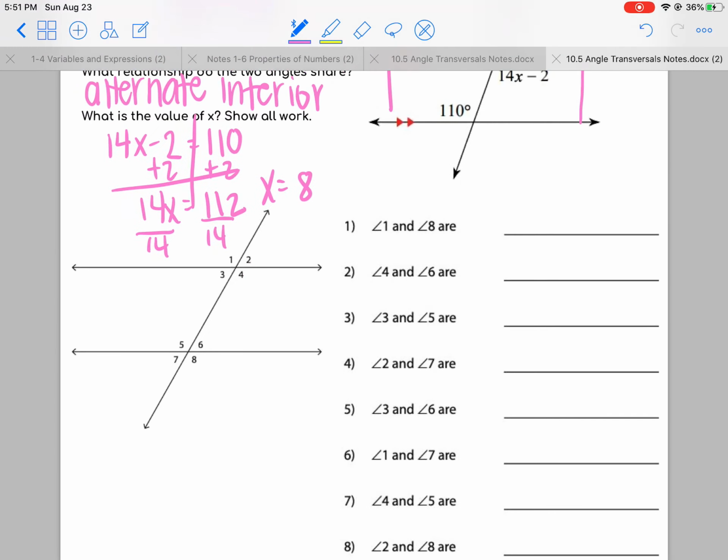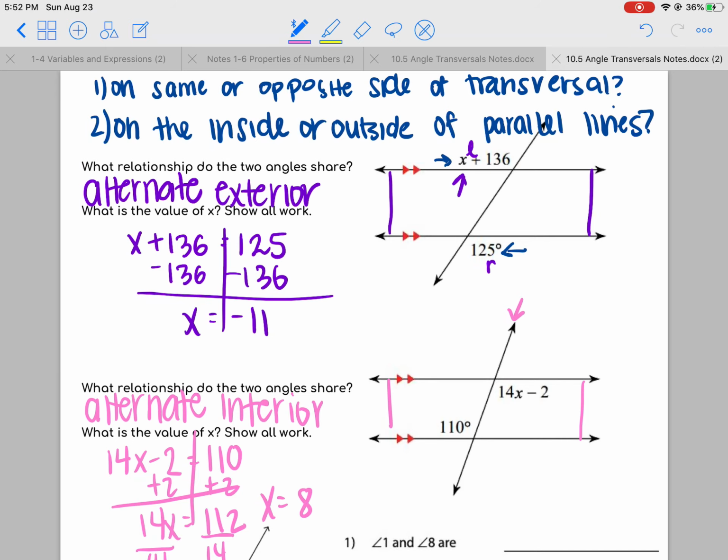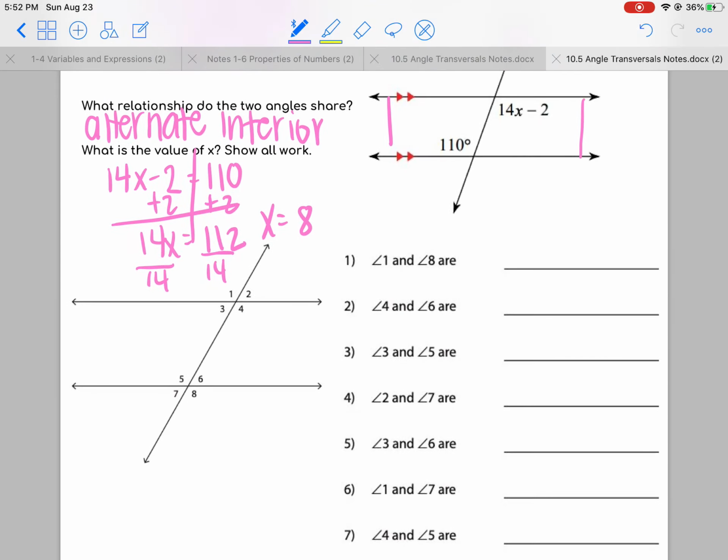Now here, I have 1 through 8, and it's asking me about angles 1 and 8. So here you don't have to find any unknowns. You just need to go and ask yourself these two questions and write down the relationship.